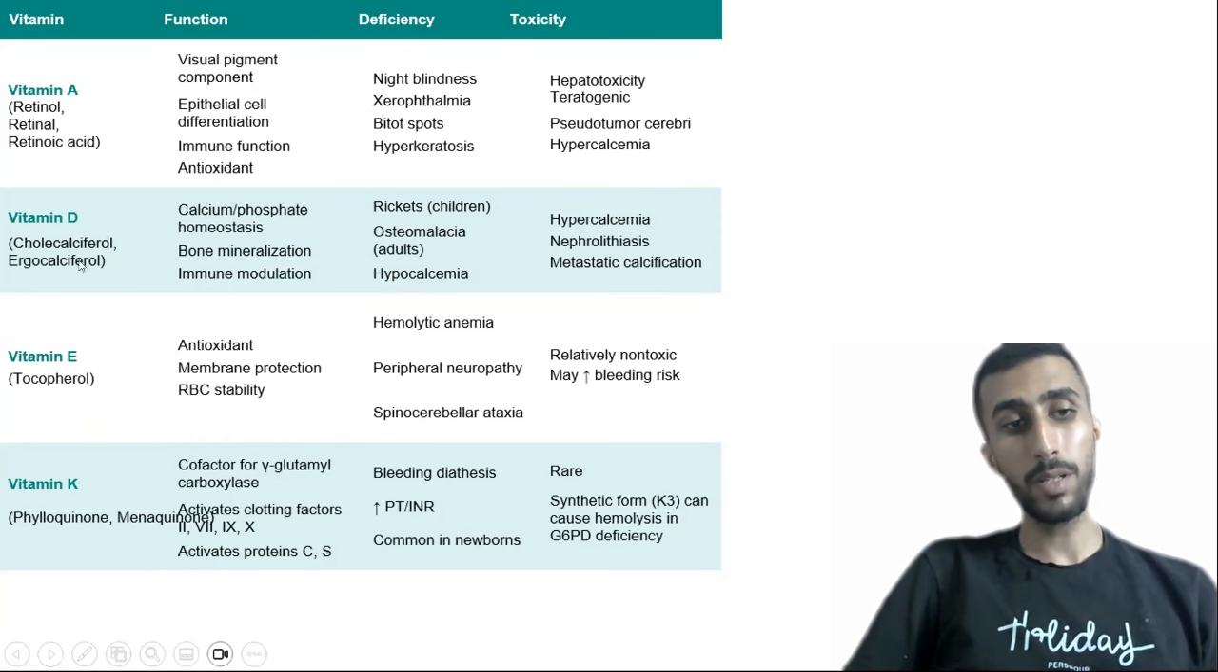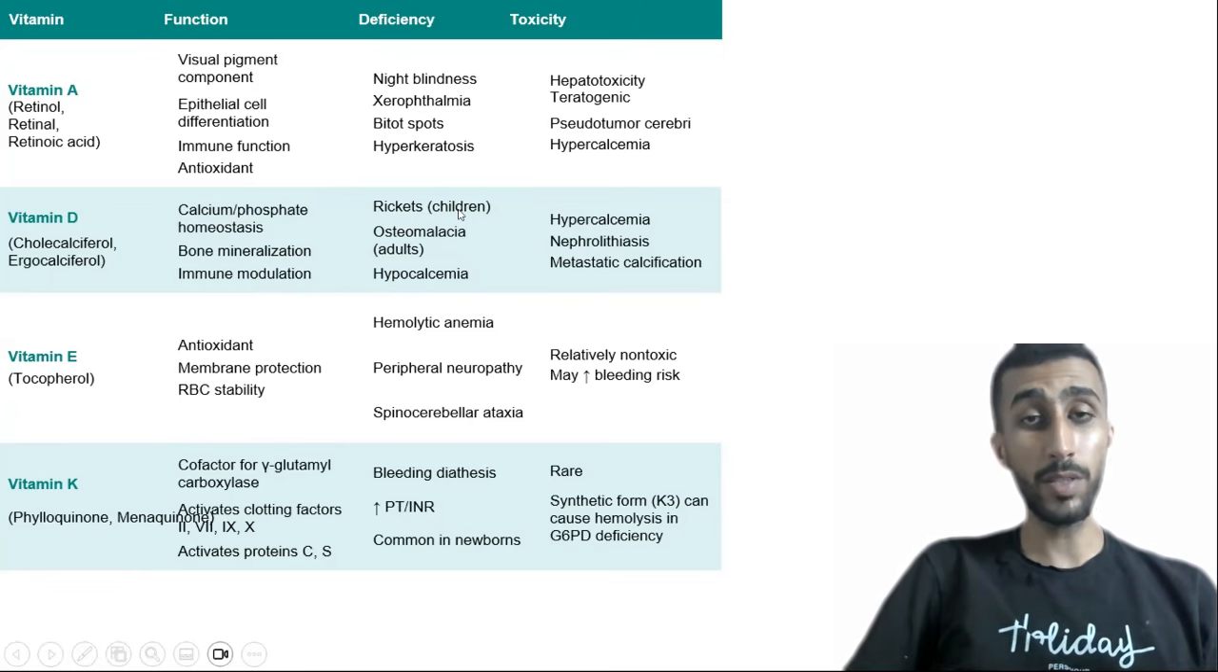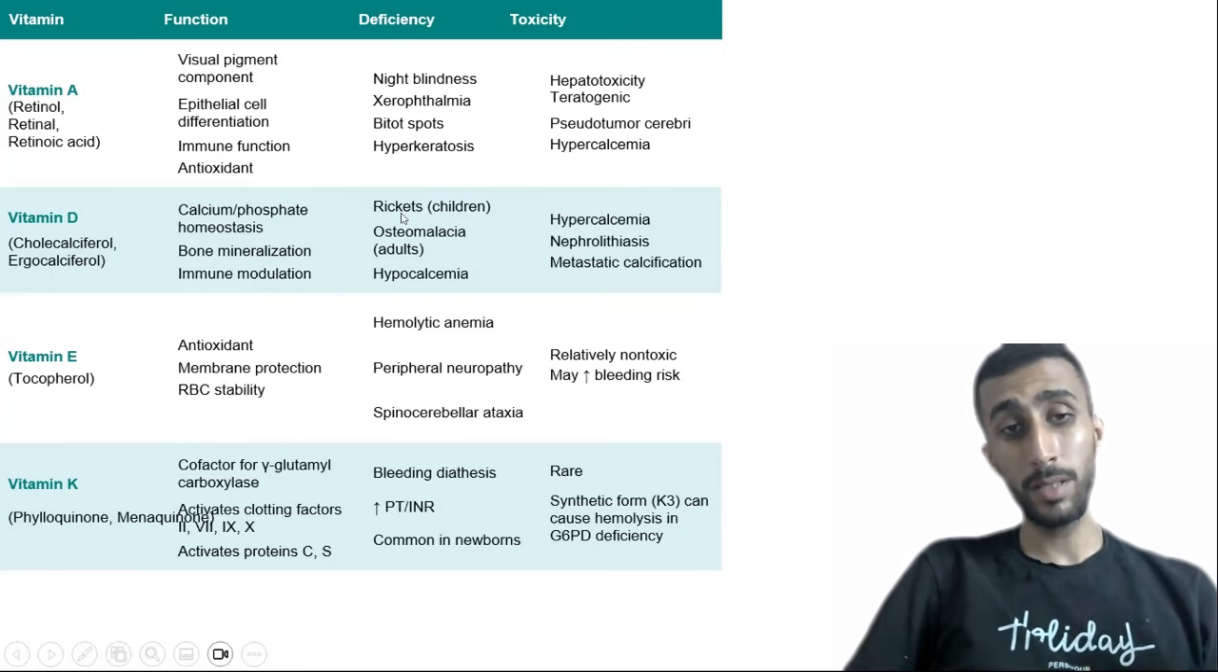Next, vitamin D, cholecalciferol or ergocalciferol. This is from either a plant or an animal source. The function of vitamin D, of course, is calcium and phosphate homeostasis and consequently bone mineralization, also some immune modulation. Its deficiency differs regarding the onset. If the onset of the deficiency is while you are a child, it is going to cause rickets.